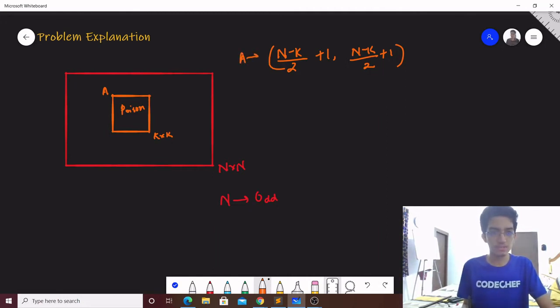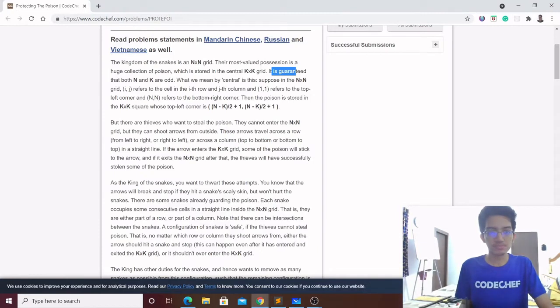So we can calculate what will be the top left, this is top right, this is bottom left, and this is bottom right. We can calculate what will be the positions of these corners. But let's move on to the question.